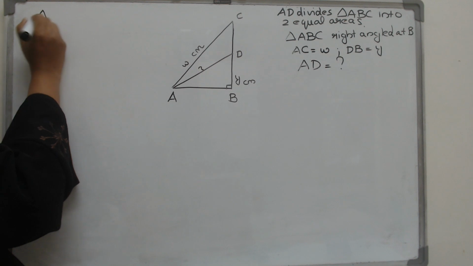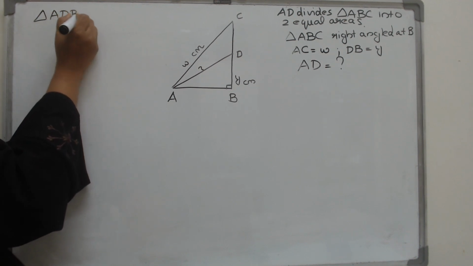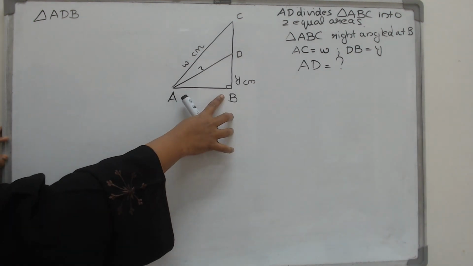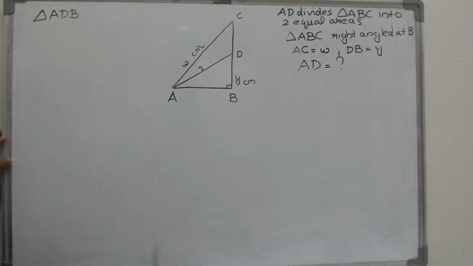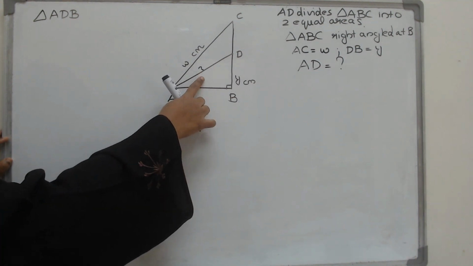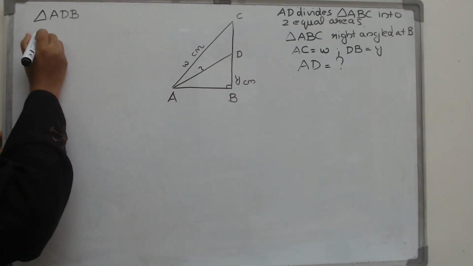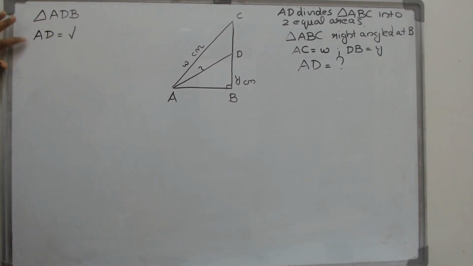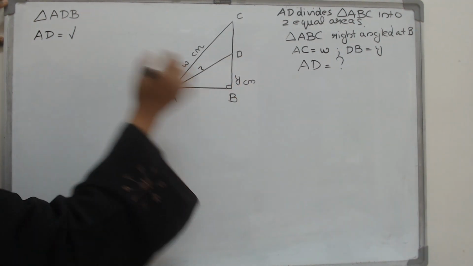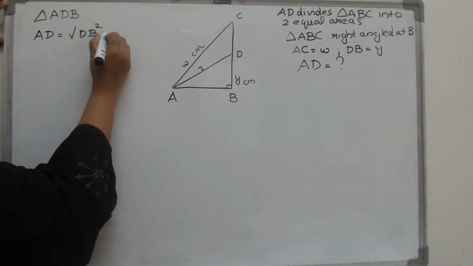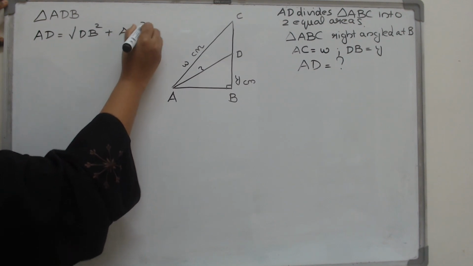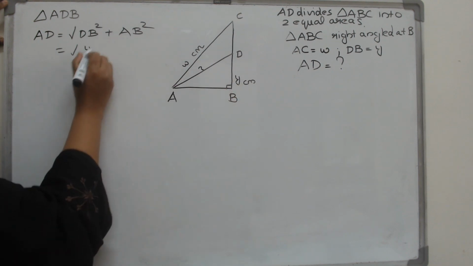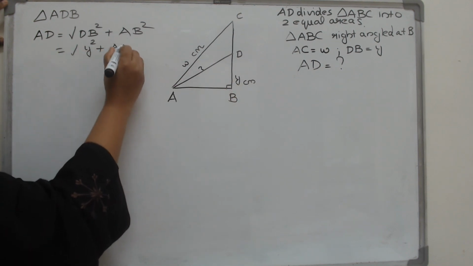Now, if you look at the triangle ADB, what do you notice? It is a right triangle because here at B we have a 90 degrees, which means its opposite side AD is the hypotenuse. Then when you apply the Pythagoras theorem, what do you get? AD is the square root of DB square plus AB square. But then we know that DB is y. So that means it is y square plus AB square.